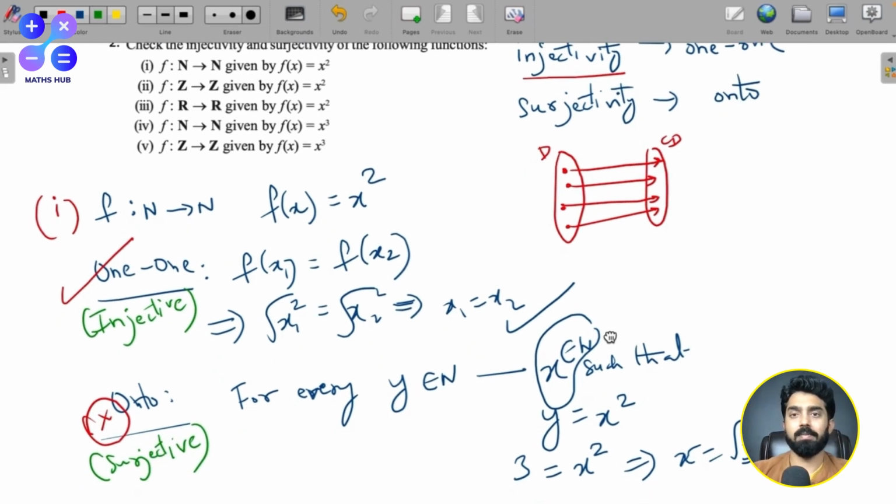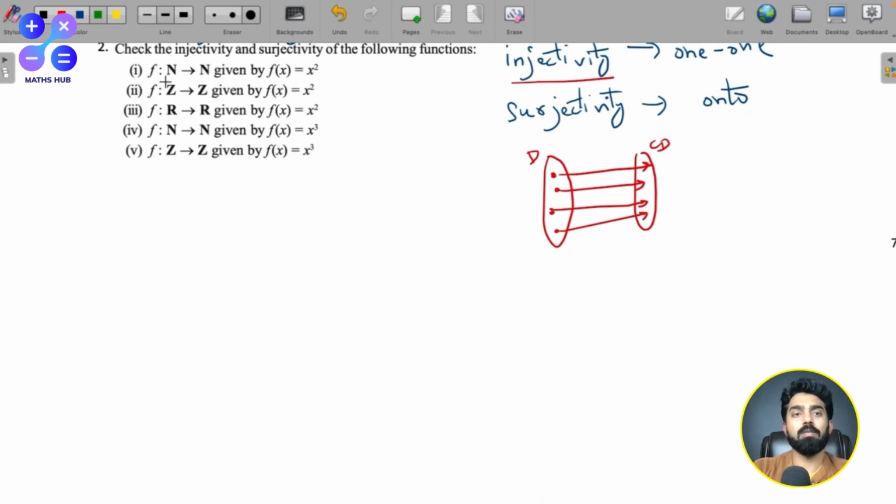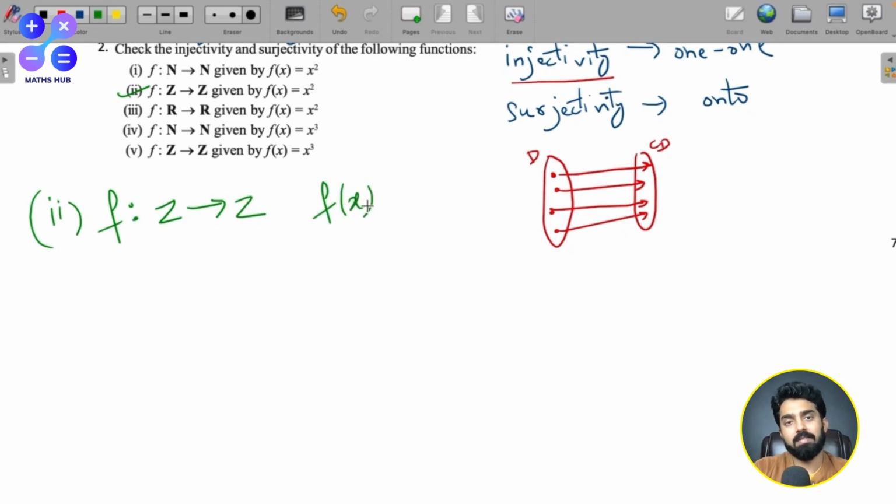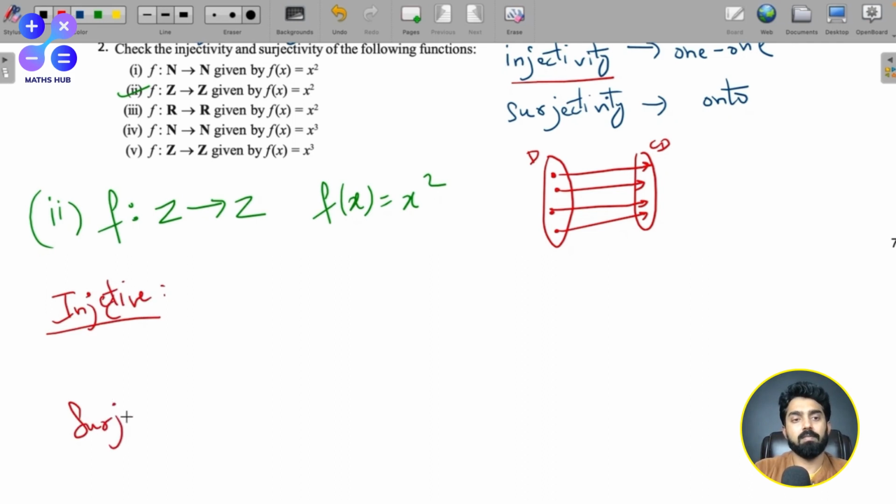Let's take the next one. This is the second question. The second question talks about a function defined from the set of integers to integers, and it is the same function as the previous one. So we need to see whether it is injective and surjective.